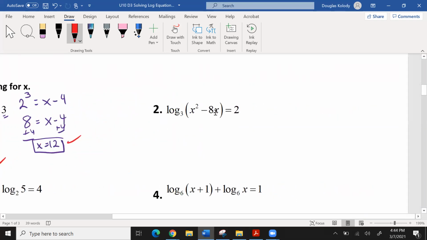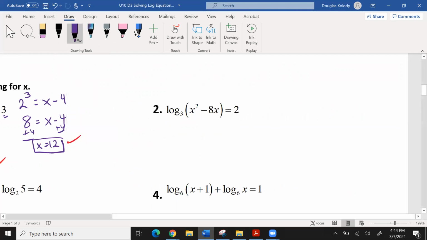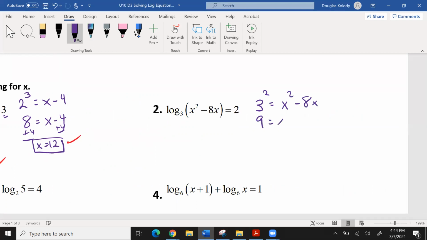Let's do number 2. Again, what's the translation? There's not a single person that should go, it's 3 raised to the second power equals result, x squared minus 8x. So now that I'm here, 3 squared is 9. That equals x squared minus 8x. But wait a minute, I have an x squared and an x. This is a quadratic equation. How do I solve a quadratic equation? I bring all the terms to one side. So let me rewrite that over here then. So 0 equals x squared minus 8x minus 9.